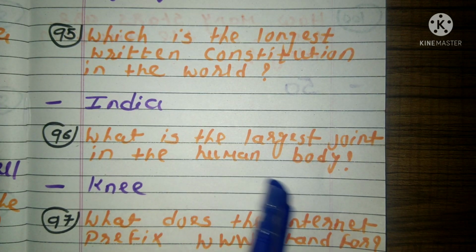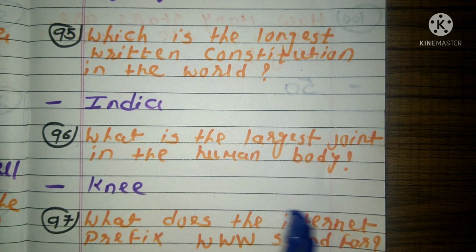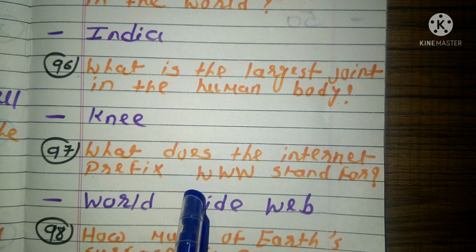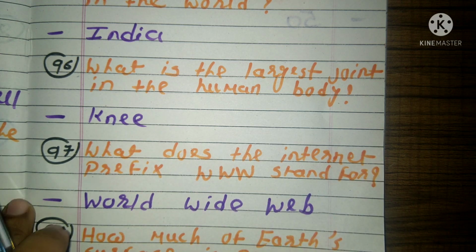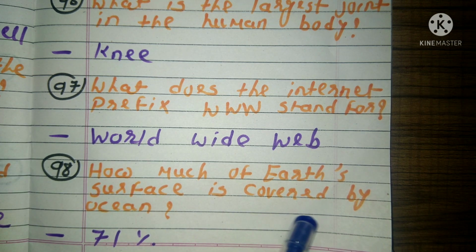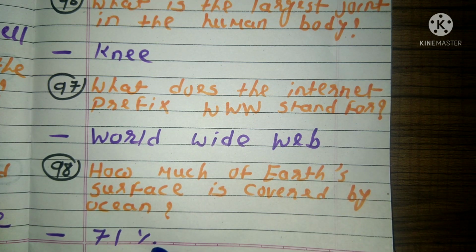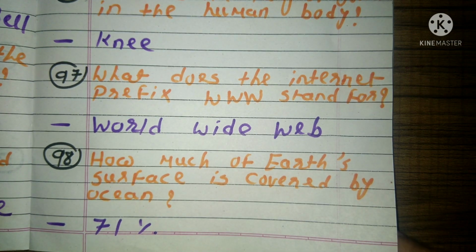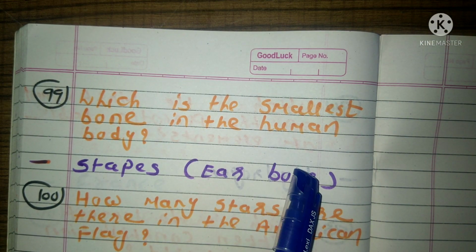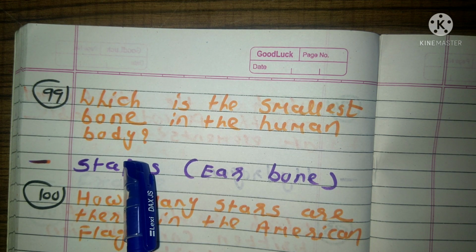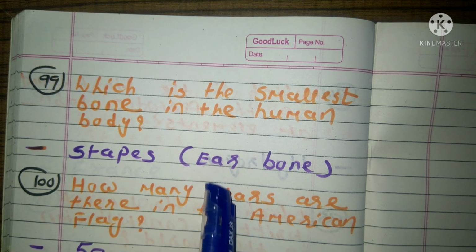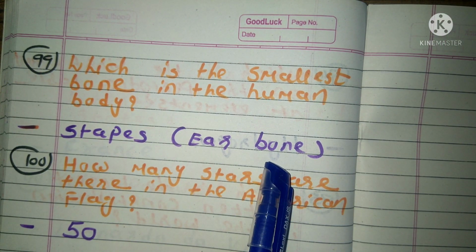Which is the longest written constitution in the world? India. What is the largest joint in the human body? Knee. What does the internet prefix www stand for? World Wide Web. How much of Earth's surface is covered by ocean? 71%. Which is the smallest bone in the human body? Stapes, the ear bone.